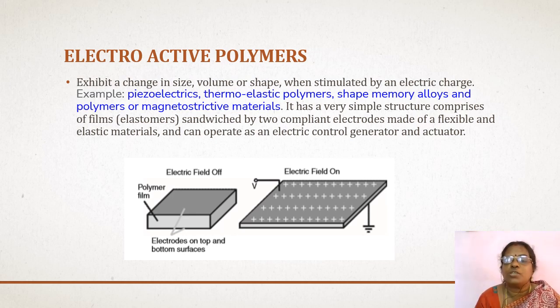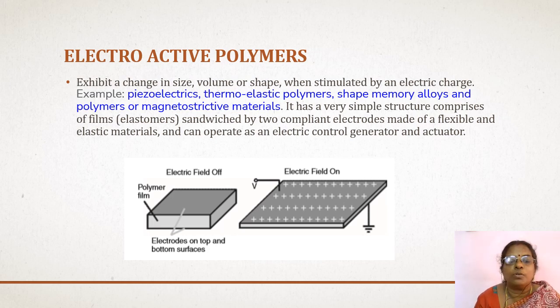It has a very simple structure comprising film elastomers sandwiched by two compliant electrodes. See here, you can see the figure. So here we have the material, and above and below this material, we have the electrodes. The material is sandwiched between two electrodes. When it changes shape, you can see there is a charge developed on the surfaces. Plus is at the top, minus is at the bottom. So this brings out a difference in potential, which can be used as a stimulus for a smart material.